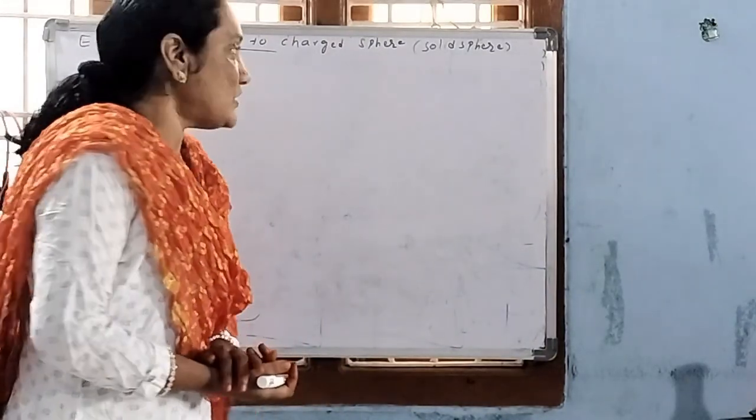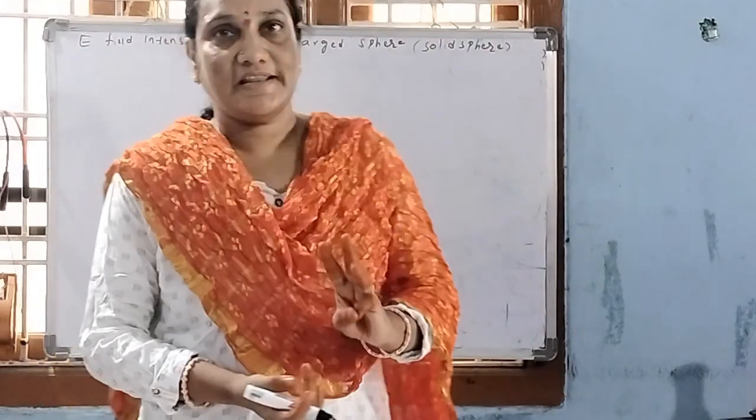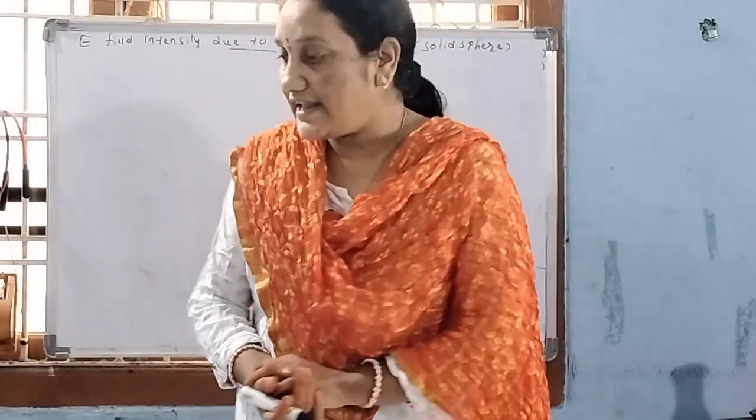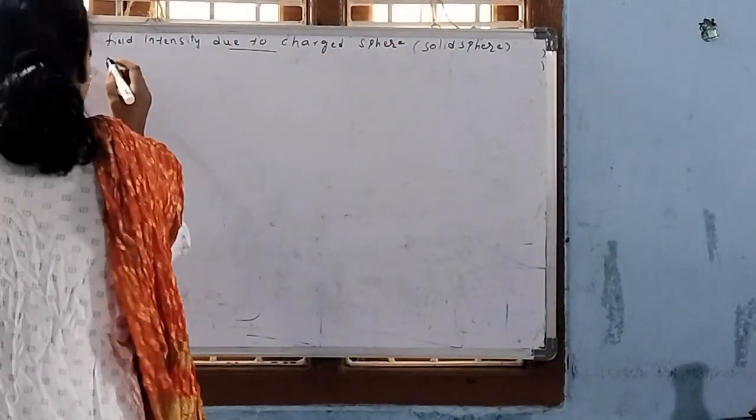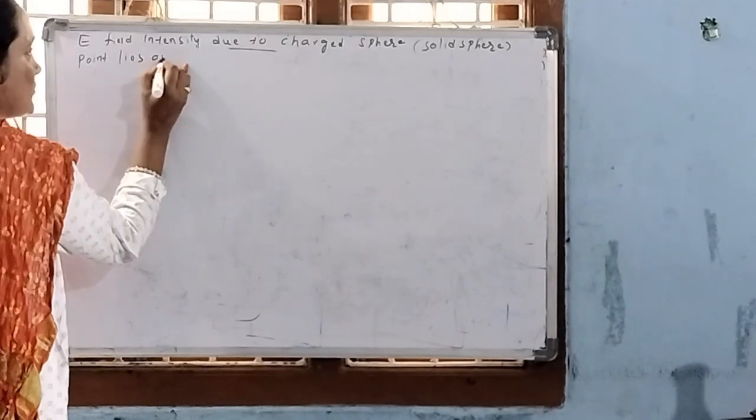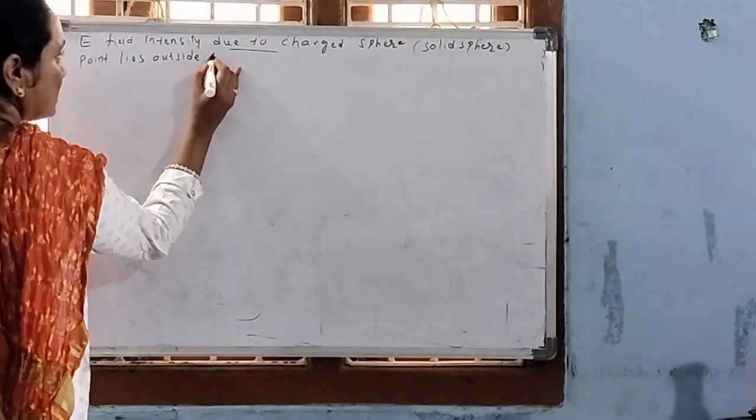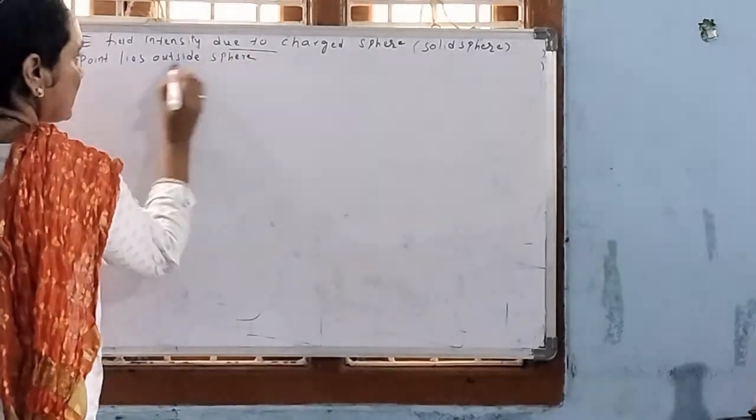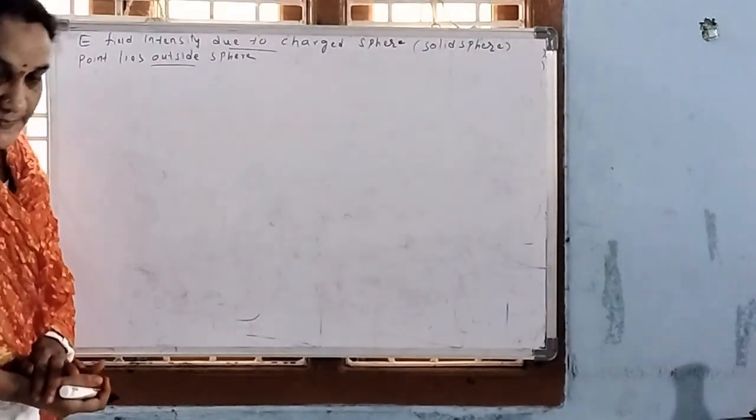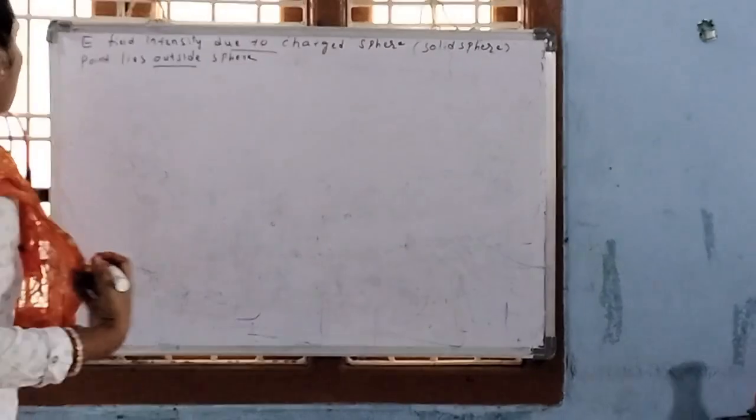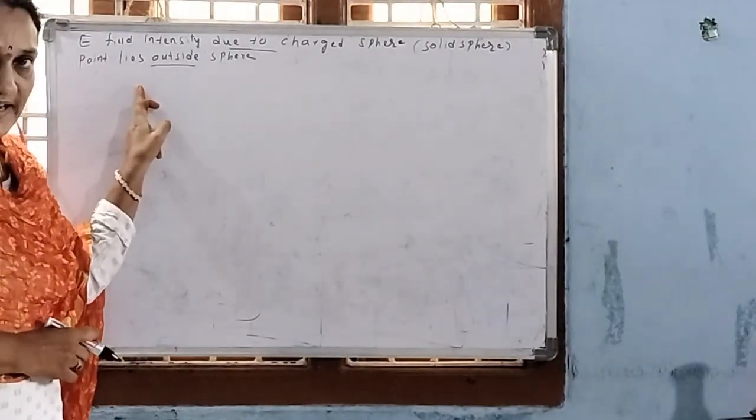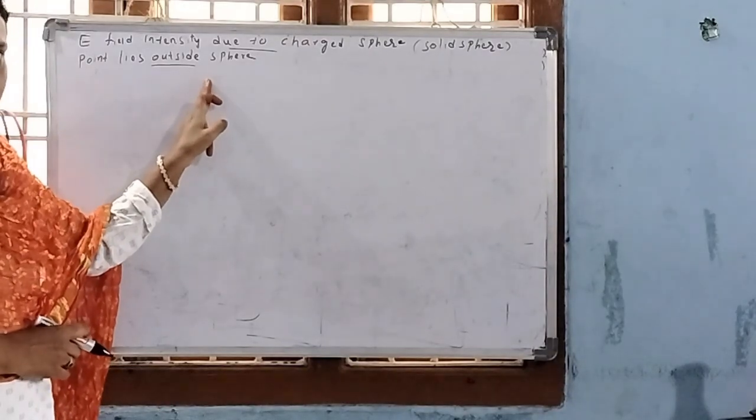Now here three cases we will discuss. One is when the point lies outside the sphere, when the point lies inside the sphere, and when the point lies on the sphere. So now, first, let us discuss when the point lies outside the sphere.